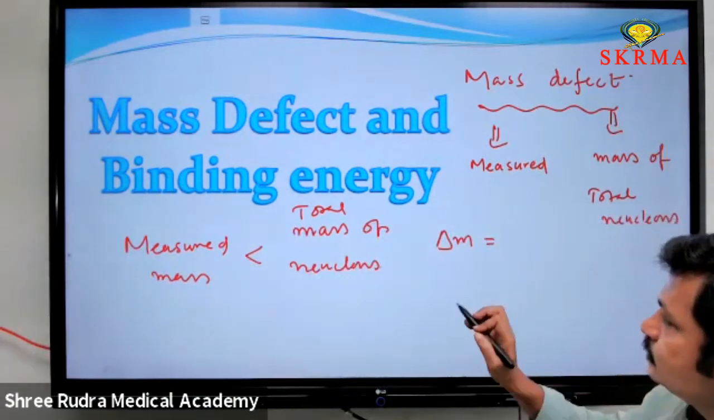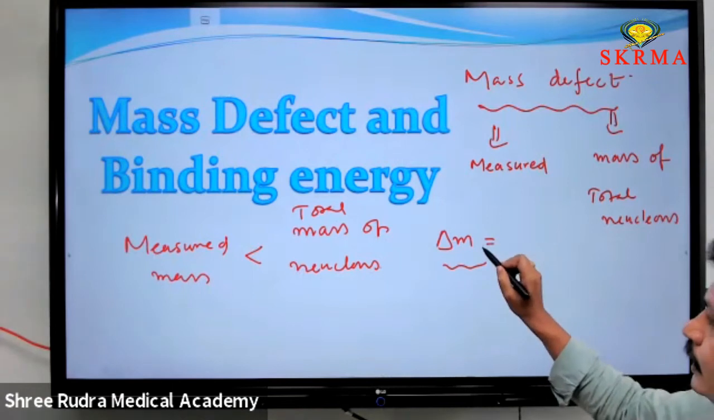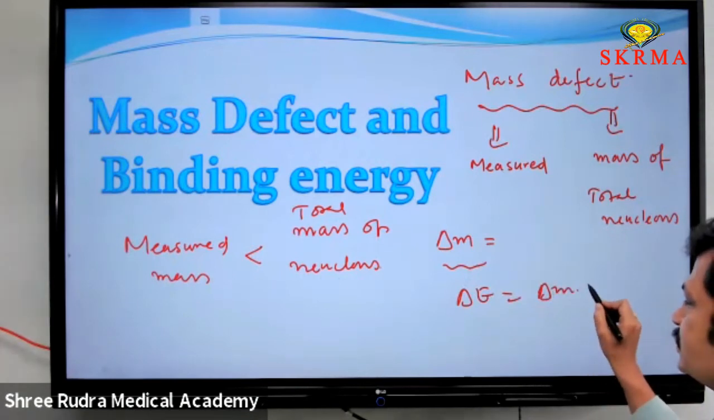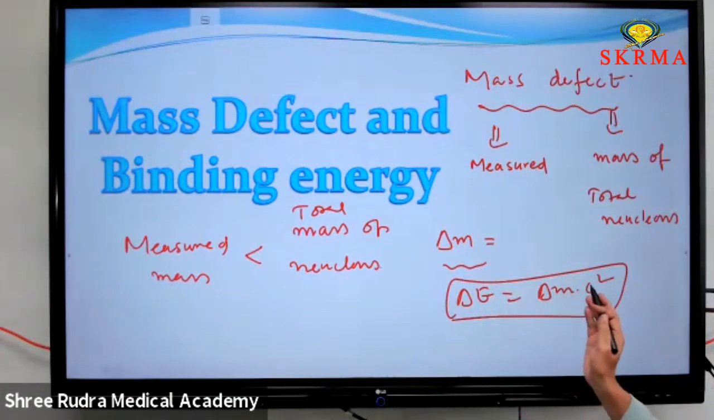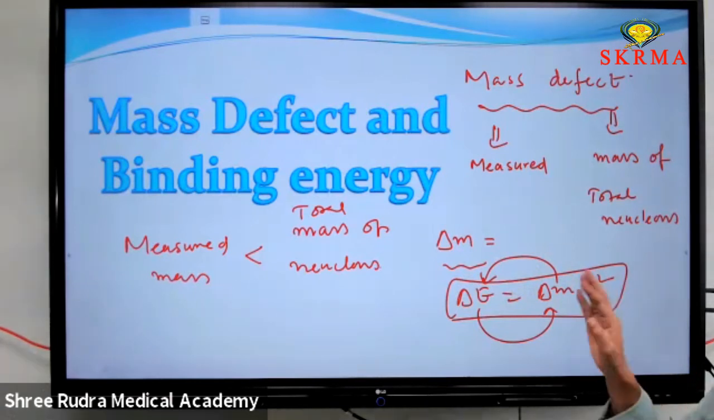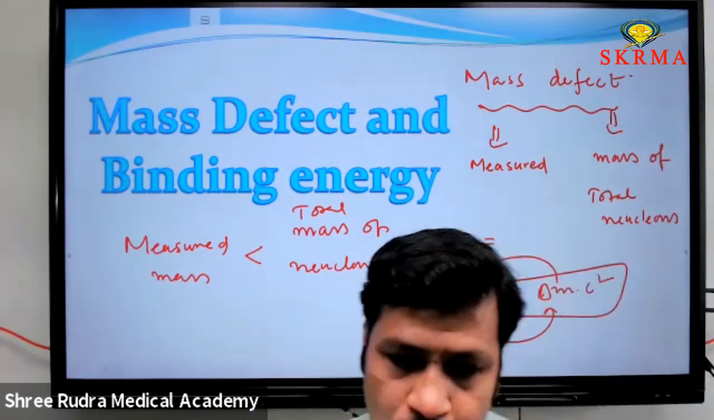That's why the famous physicist Einstein gave the equation delta E equals delta M into C square. This is the energy equation by Einstein. Here the mass is converted into energy and vice versa; energy is also converted into mass. In this case, the mass defect is converted into energy. That energy is useful to bind the nucleons inside the nucleus. That is the concept here. This is very, very important. How we write it mathematically is also important.